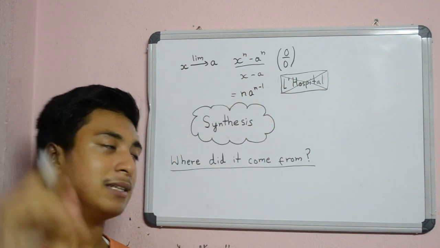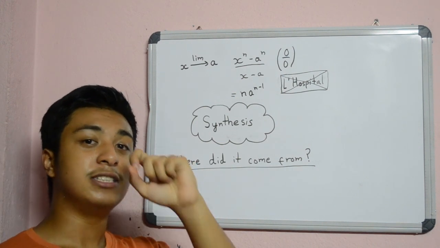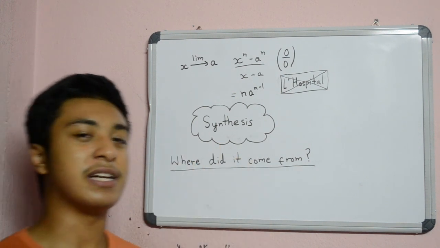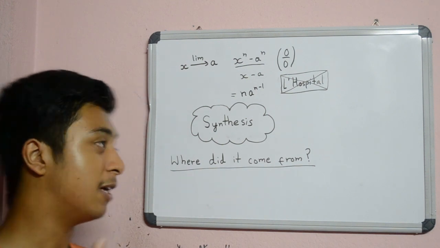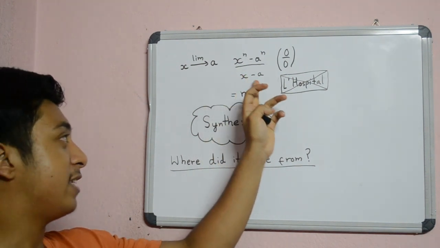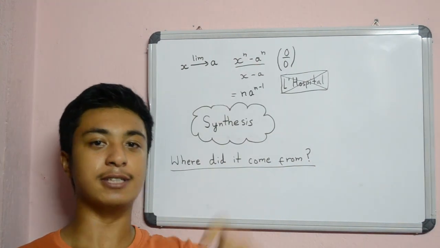But let's not do that. Let's do synthesis, or I meant to say synthetic division. I don't want to make it too obvious for you guys. So I've done some proofs in the past that x minus a is a factor of this over here. Now let's do synthetic division.